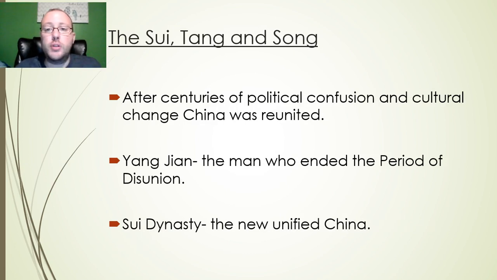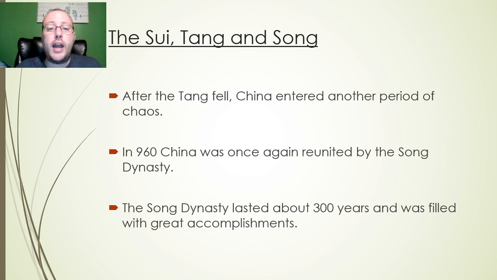After centuries of political confusion and cultural change, China was reuniting, with Yang Zhang being the man who ended the period of disunion, forming the Sui dynasty, which was the new unified China. After the Tang dynasty failed, China entered another period of chaos. In 960, China was once again reunited by the Song dynasty. So this is going through the Sui, the Tang, the Song, they come after each other.